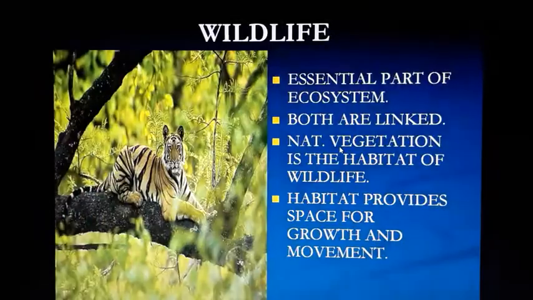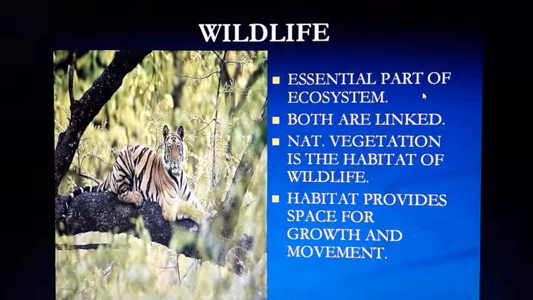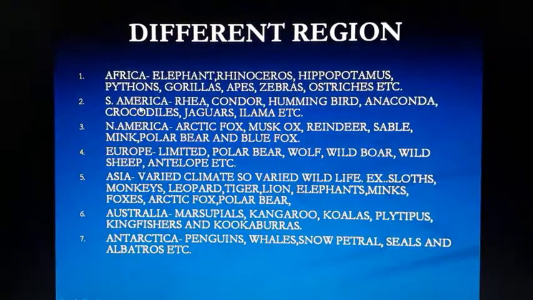Okay, wildlife is an essential part of the ecosystem. Both are linked together, wildlife as well as the natural vegetation. Natural vegetation is the habitat of wildlife. Remember, this is the correlation actually among these two. Habitat provides space for growth and movements. You know, it is an essential part of the ecosystem, both are linked to each other, and natural vegetation is the habitat for wildlife. Okay. The different regions of such wildlife in Africa.